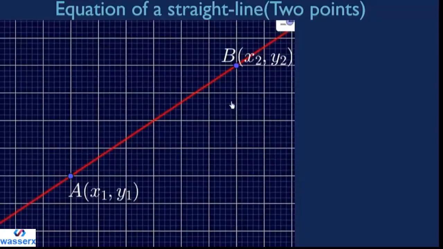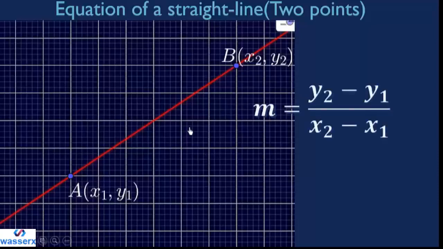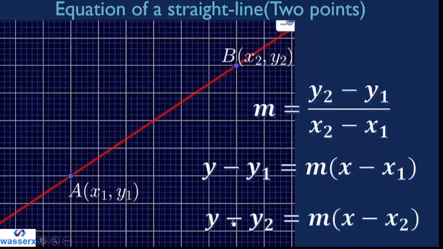Also, if you know two points on a straight line, we can use the gradient formula to determine the gradient of this straight line, that is y2 minus y1 over x2 minus x1. After that, we can use the formula y minus y1 equals m times (x minus x1), or y minus y2 equals m times (x minus x2). So we can use any of these points and we get the same result.